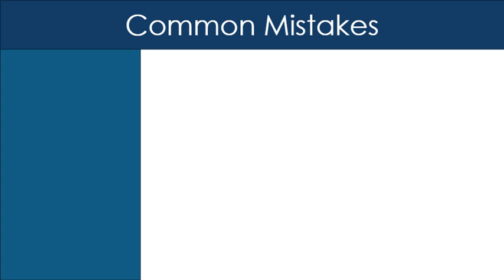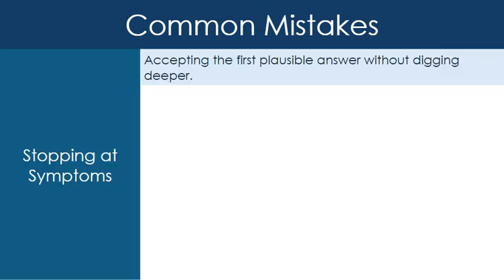Though the 5 Why method is fairly straightforward and simple in its design, it is easy to fall into traps that can make the process ineffective. Common mistakes to avoid include: stopping at symptoms. The mistake is accepting the first plausible answer without digging deeper.